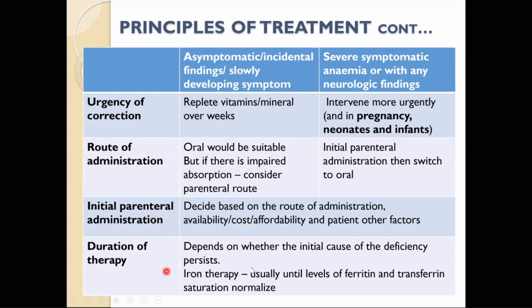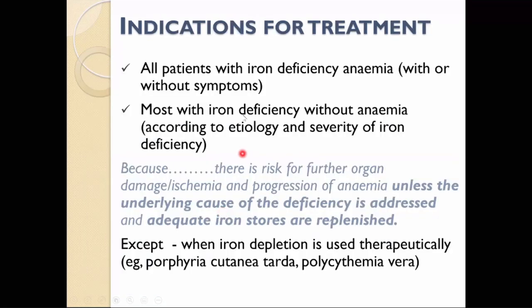And the duration of therapy depends on the cause and the actual underlying diagnosis. So iron therapy, usually you continue till the iron stores normalize. And vitamin B12 deficiency, quite often you have to give it lifelong, depending on the cause. Folate deficiency, about 4 months would be enough to correct it. And usually, people who consume a normal diet actually don't develop folate deficiency. And once you correct it, it should be enough.